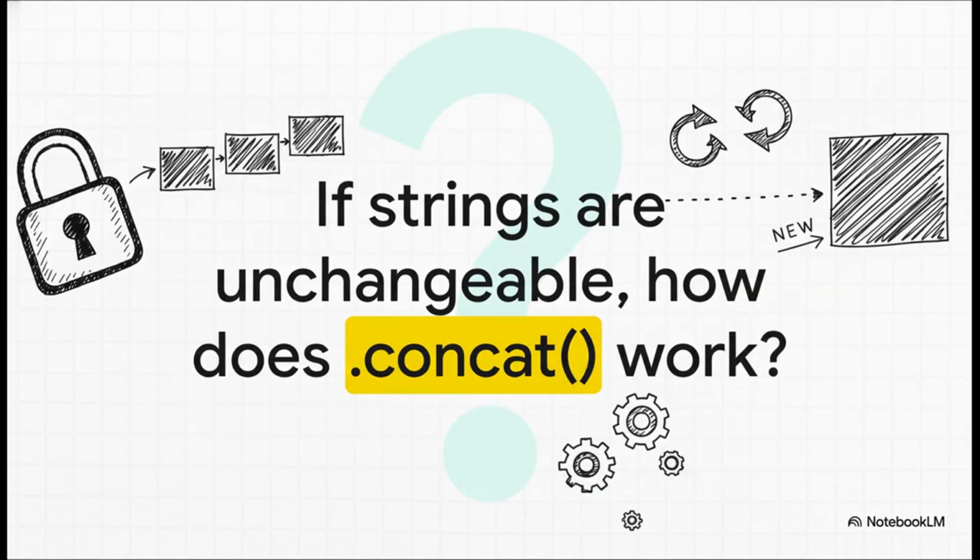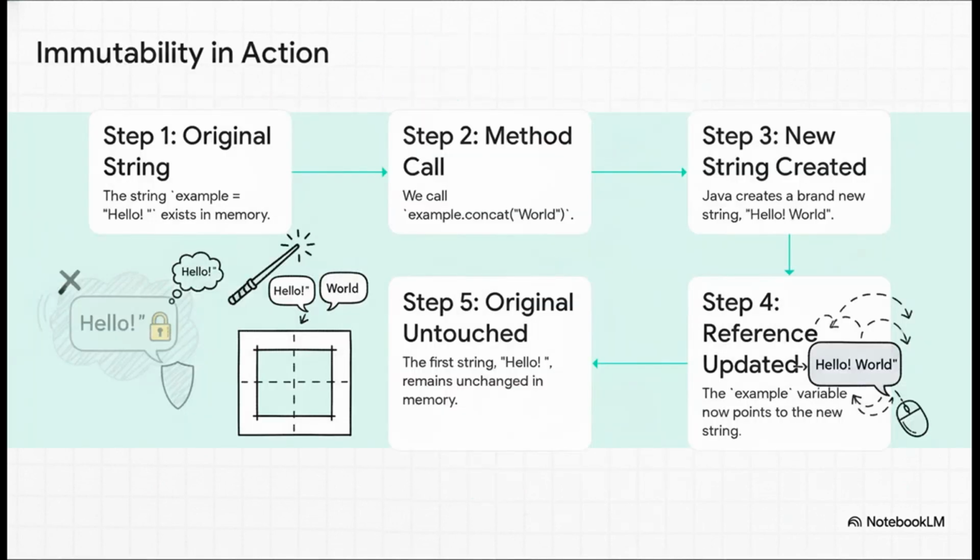But wait a second. You're probably thinking, if they can't be changed, then what on earth were we just doing with .concat? It sure looked like we were changing the string. And you're right, it does seem like a contradiction. Well, here's the magic trick. You're never actually changing the original string. When you call .concat, Java goes and builds a completely new string in a different spot in memory. The original "hello" is left behind totally untouched. All that happens is our variable, example, gets updated to point to this new creation.